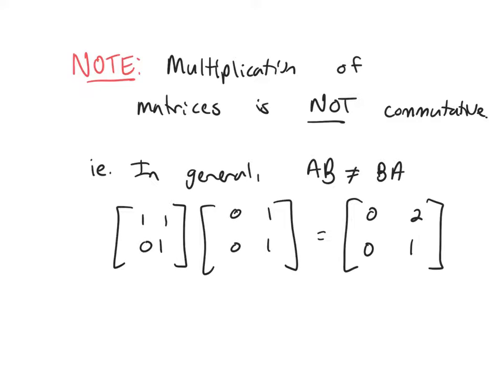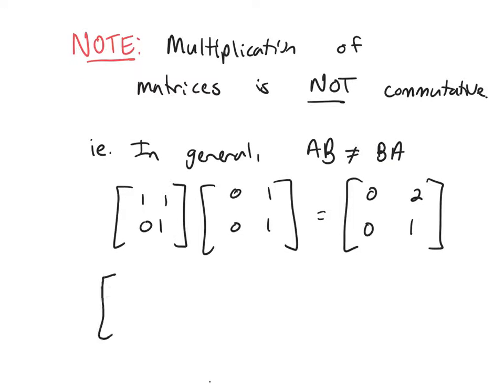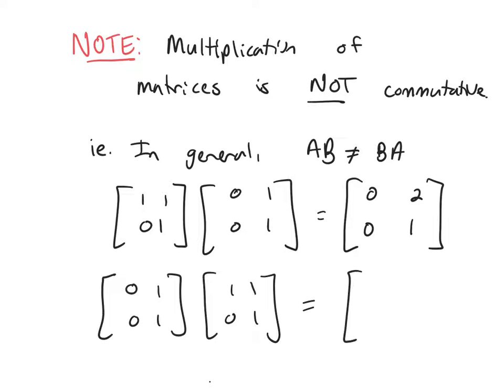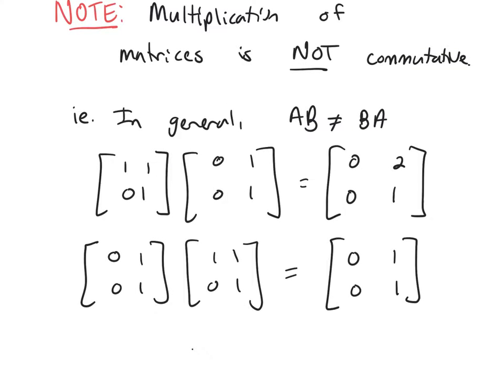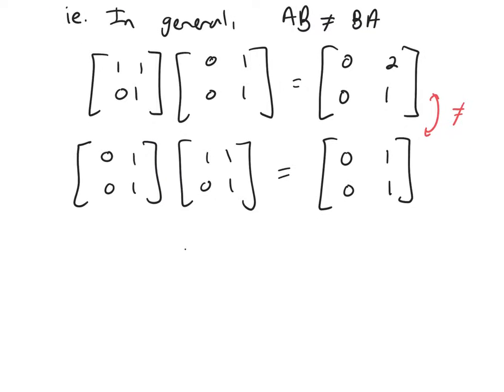Now what happens when I switch the order? Instead I'm going to multiply [0, 0; 1, 1] with [1, 1; 0, 1]. If you compute the product this way, you're going to get [0, 1; 0, 1]. So these two matrices, their entries are not the same here. In particular, the upper right-hand entry isn't the same, so these two matrices are not equal. Okay. So make sure you keep that in mind.